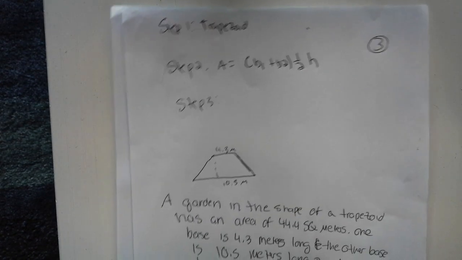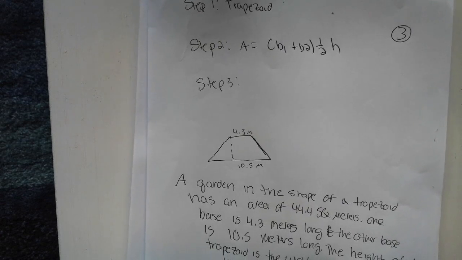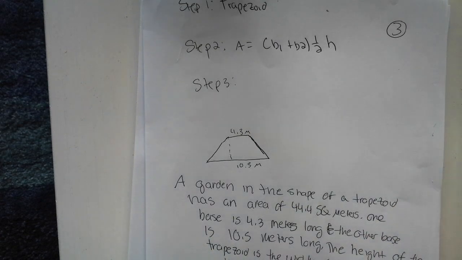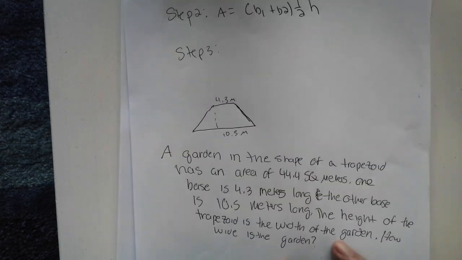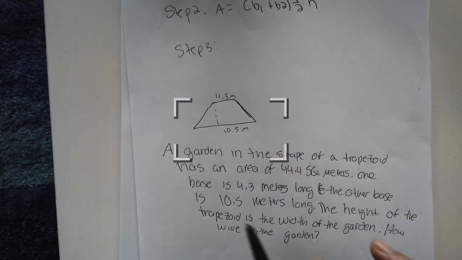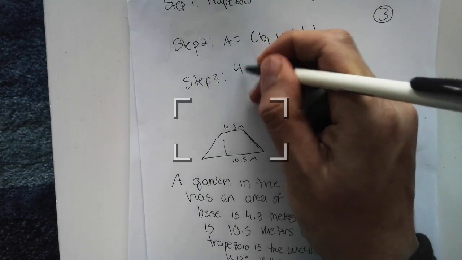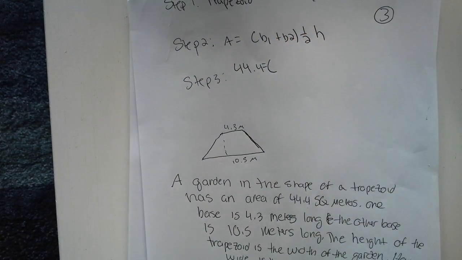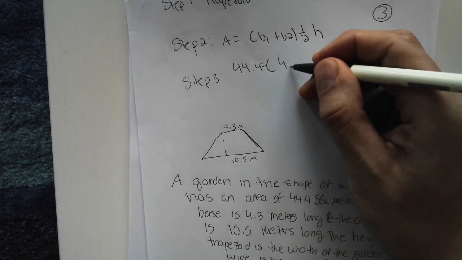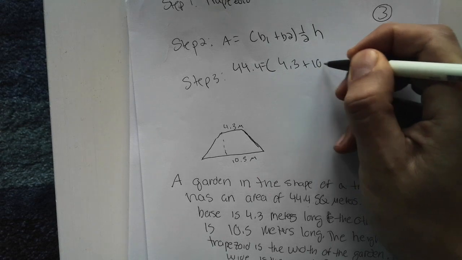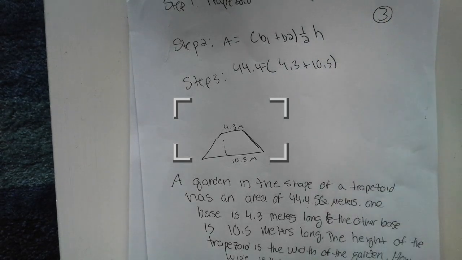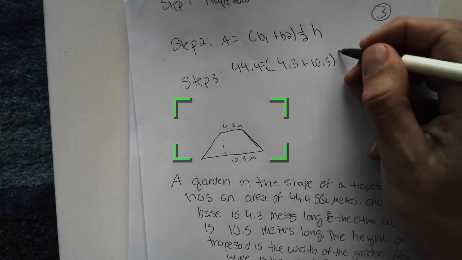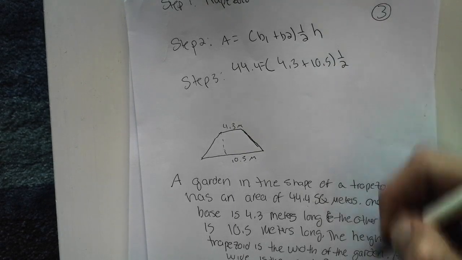Now that we have our formula, we can start plugging information in. The area of our trapezoid was 44 4/10. So let's start with that. Our base 1 is 4 3/10, and our base 2 is 10.5. We have half, and we're missing our height.